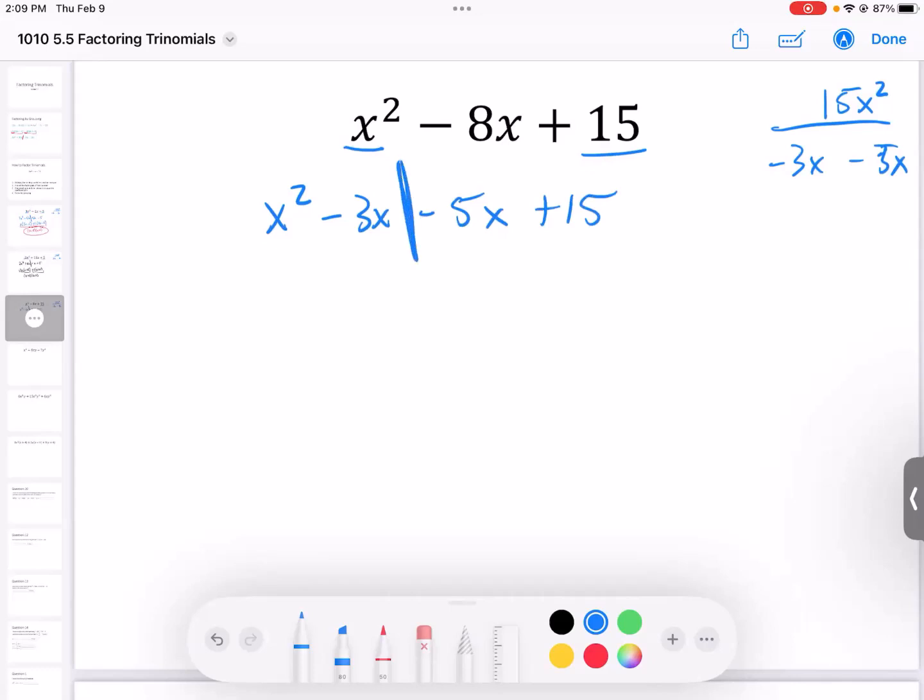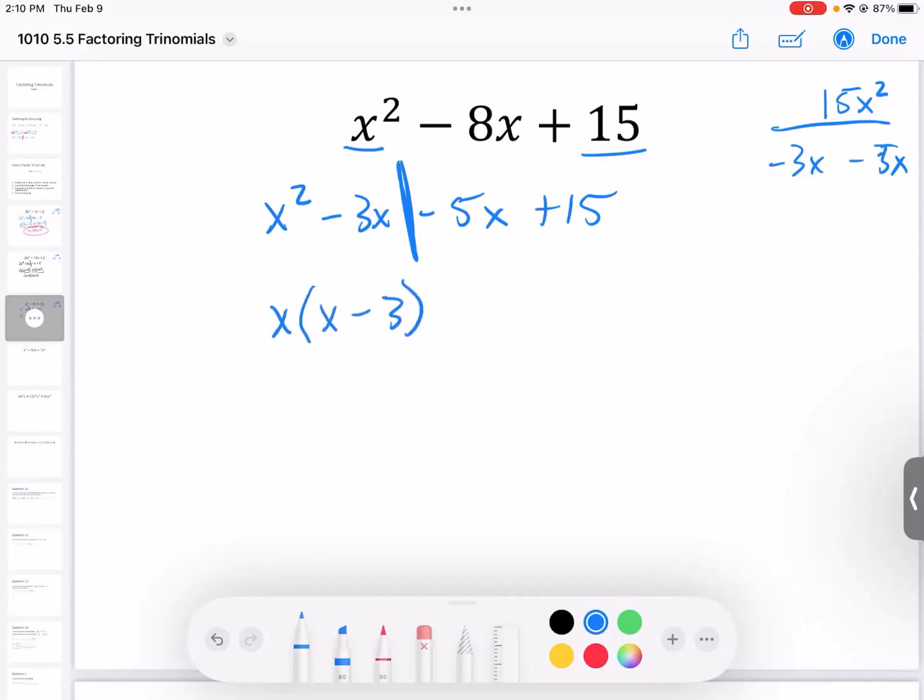So I split those into 2 groups. And you guys might have written it in a different order, but you should end up with the same answer as me. So like if you wrote it as negative 5x and then negative 3x, you'll still get the same answer. Your process might look a little bit different though. So when I factor out an x from the first group, I end up with x minus 3.